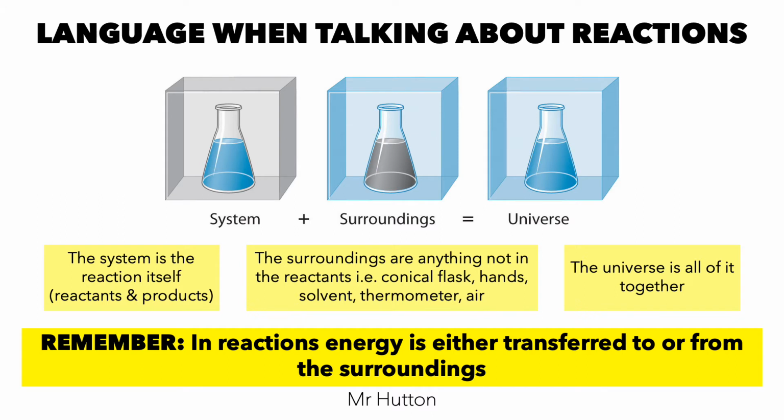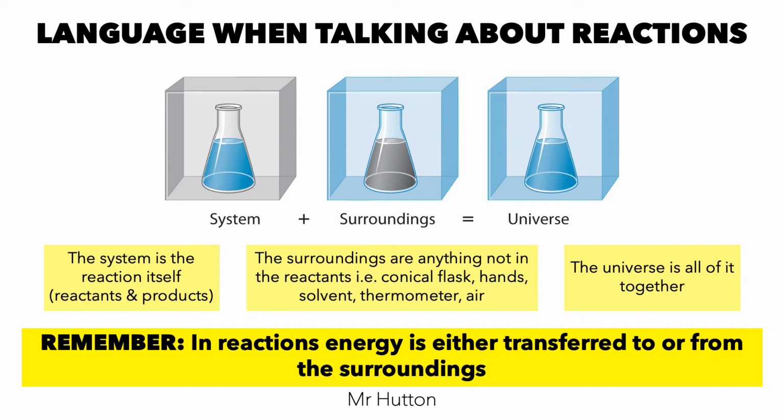Right, so when we're talking about reactions, some of the language used can sometimes be a bit confusing. So if we talk about the system, it is the reaction itself. It's the reactants effectively. So the system is the reactants and the products. On either side of your reaction, you've got reactants on the left and products on the right. They are the system. The surroundings is everything else essentially.